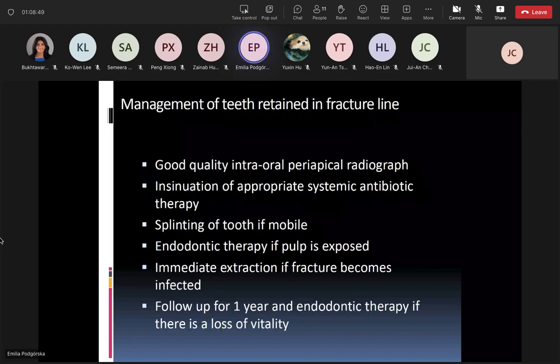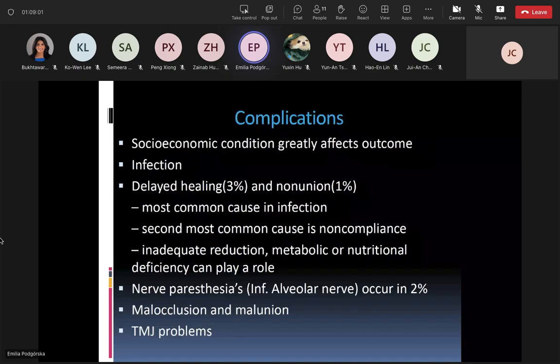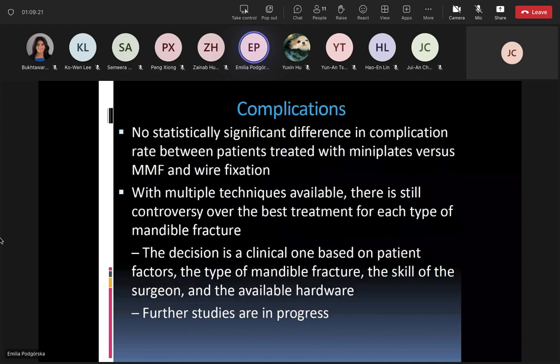Complications. Socioeconomic condition can greatly affect the outcome. Infection, delayed healing, and non-union. Not a common cause of infection. The most common cause is non-compliance, inadequate reduction. Metabolic or nutritional deficiencies can play a role. Next, paresthesia, malocclusion, and non-union. No statistically significant difference in complication rate between patients treated with plates versus MMF with bicortical screws.